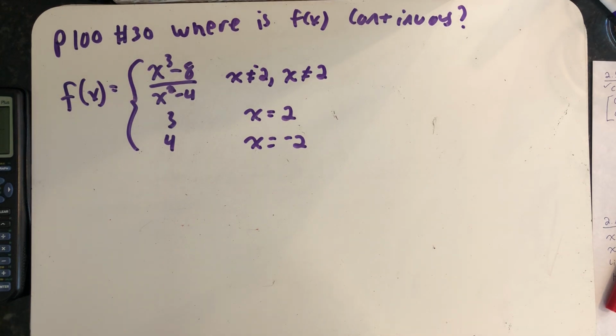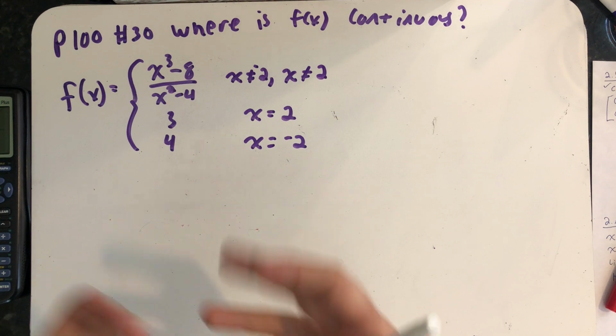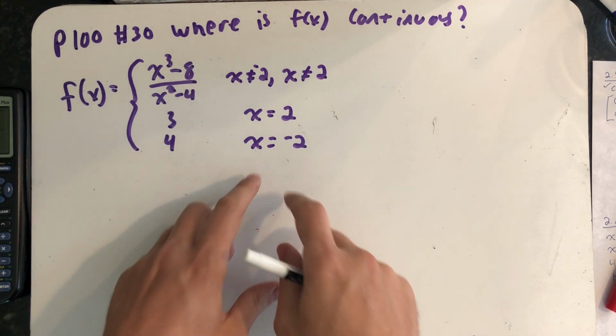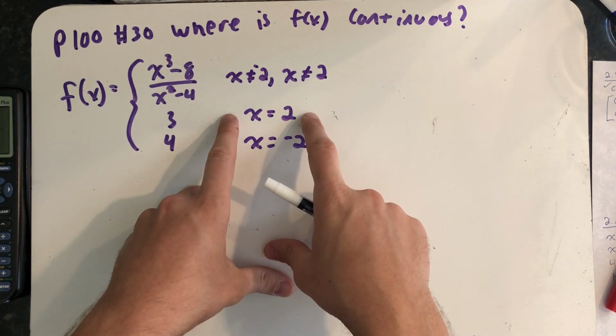In this video, I want to provide a solution to problem number 30 on page 100 of the textbook. The question is simply to find all the values of x where this function is continuous. So when I'm looking at this function, I only see two values of x that are interesting to look at. X equals minus 2 and x equals 2.